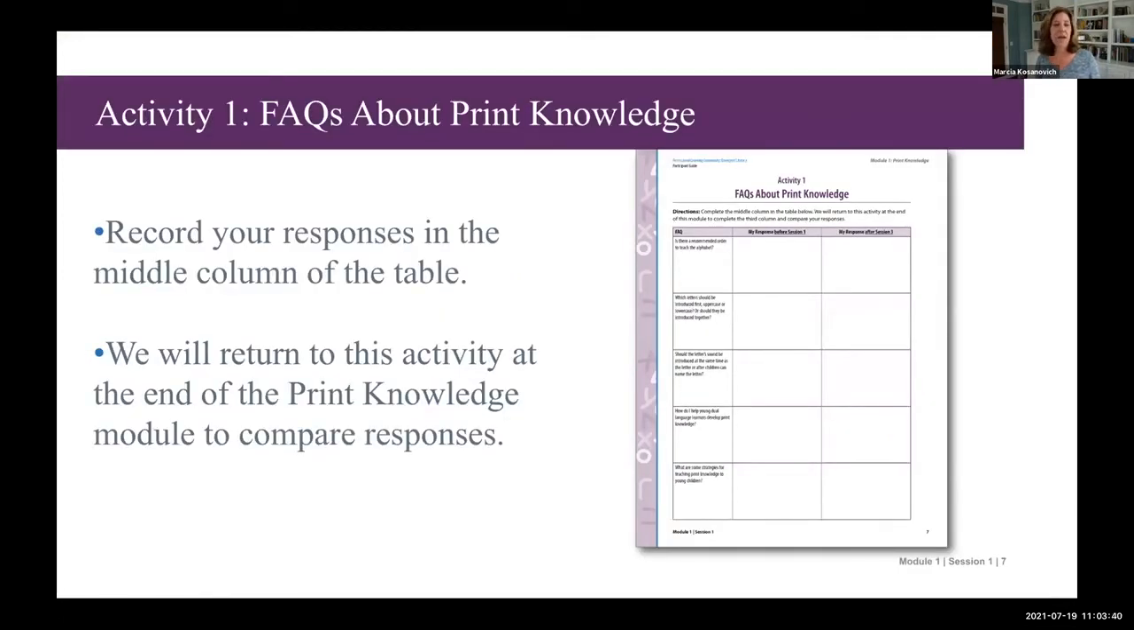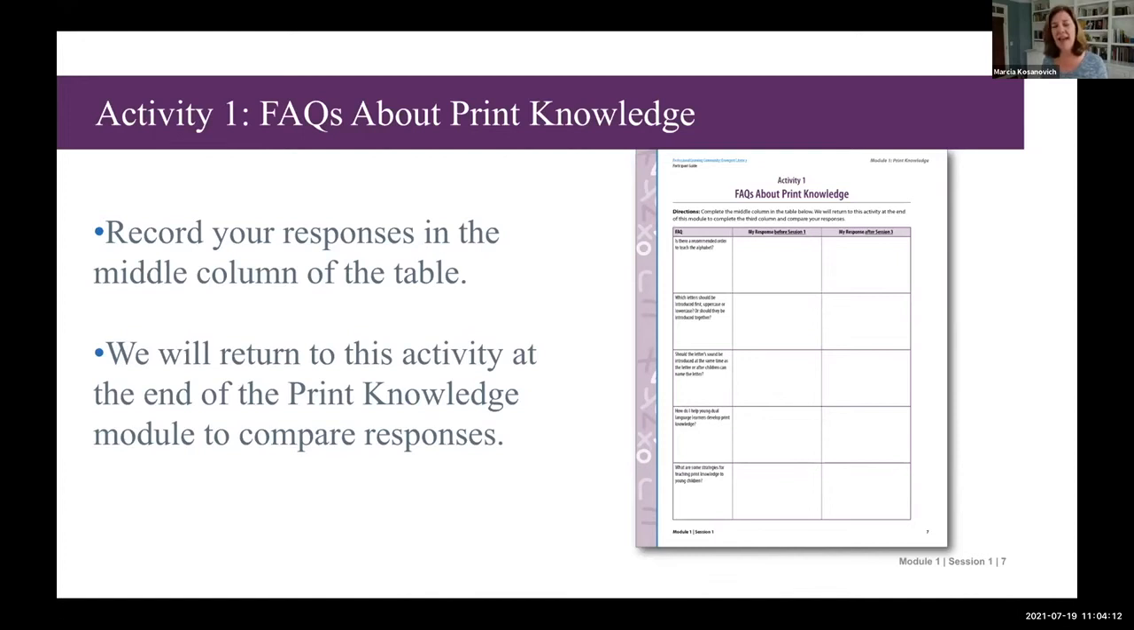Each time you see a purple banner, it tells us that we will complete an activity from the participant guide. So let's look at activity 1 on page 7. This is FAQs about print knowledge. So we're not going to actually do this activity now, but take a moment to review the FAQs. Your participants will answer these questions during the first session, and they're not expected to know all the answers right now, but just kind of see where they are.